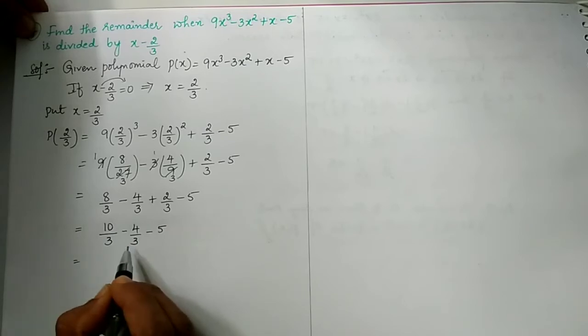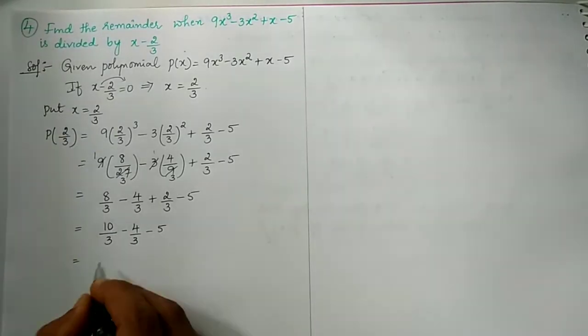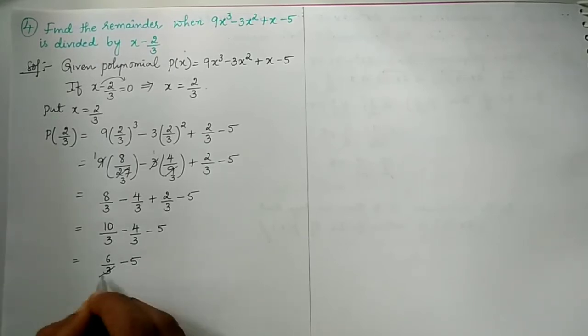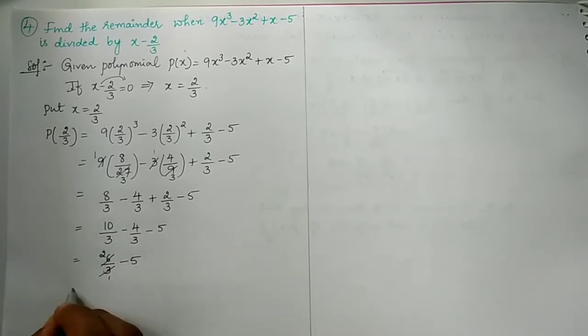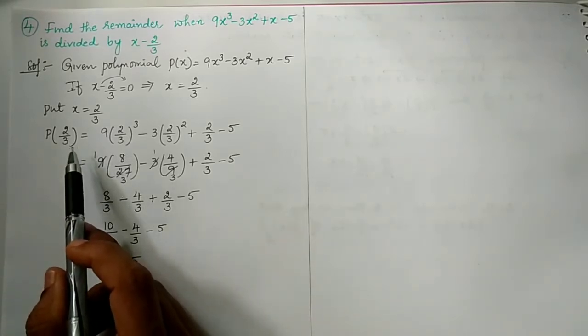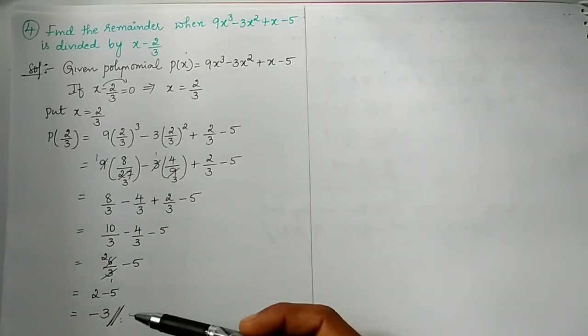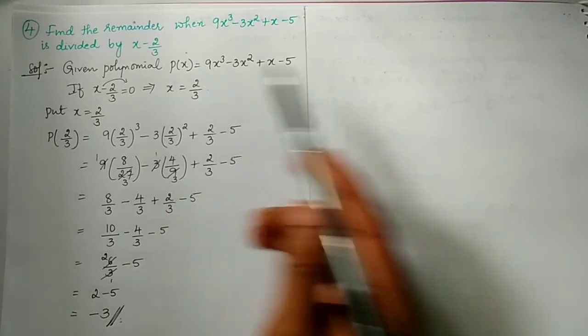Again we have two like fractions. By subtracting the numerators, 10 minus 4 is 6 by 3 minus 5. So 3 ones are 3. What is left? 2 minus 5. 2 minus 5 is minus 3. So what is the remainder? Minus 3 is the remainder. Understood? So here we have to substitute the value of x in the given polynomial, then we can find the remainder. Understood? So this is question number 4.